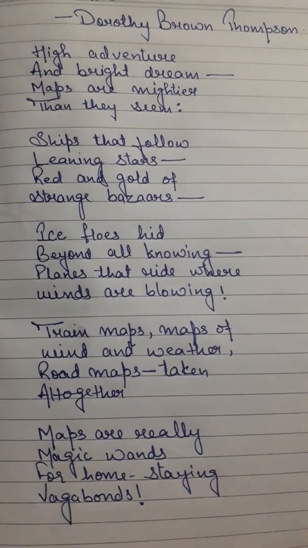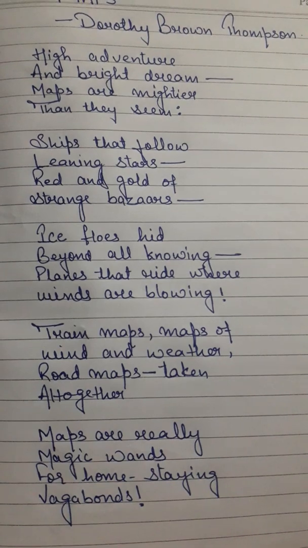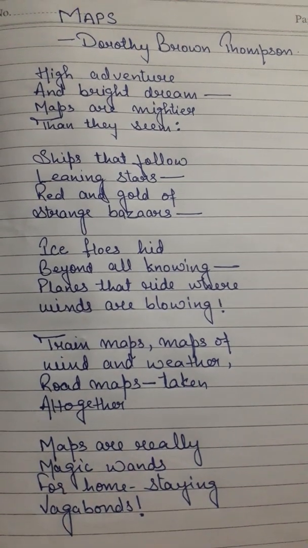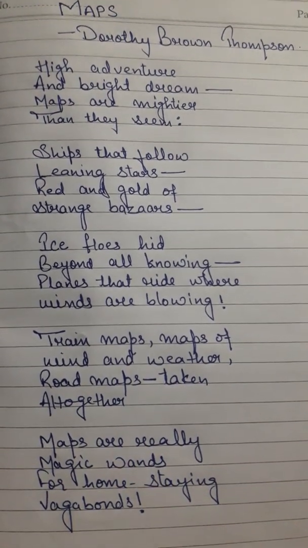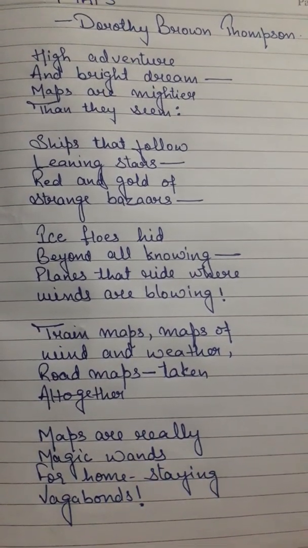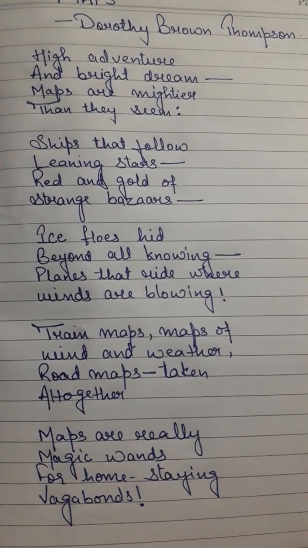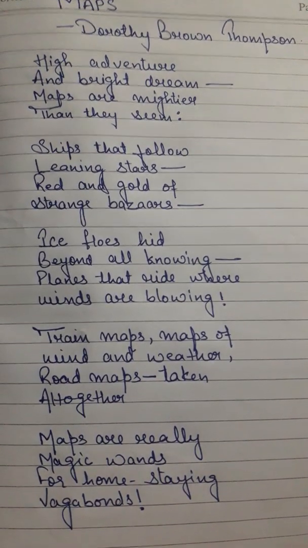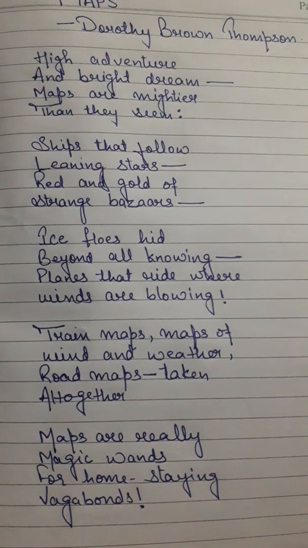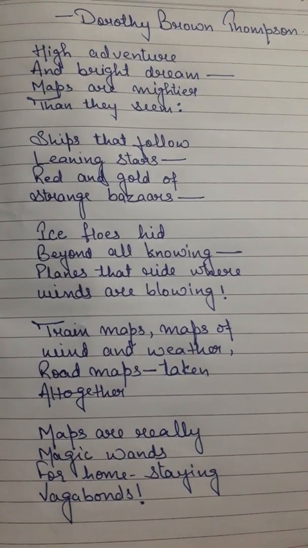Maps are really magic wands for homestaying vagabonds. For understanding the meaning of this paragraph, children, we need to know the meaning of vagabonds. What is vagabonds? Vagabonds are the people who love to travel from place to place, who move from place to place.